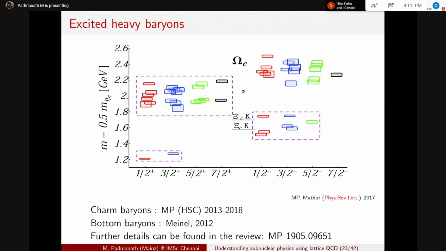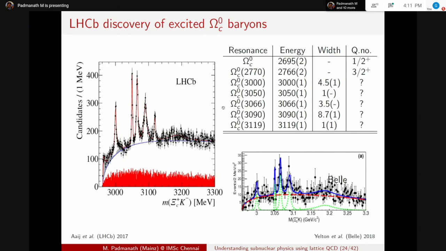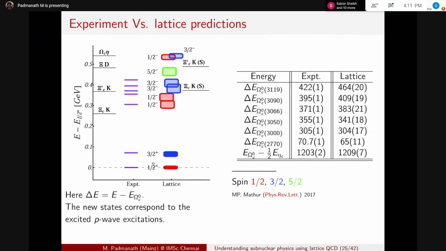I show omega c because of interest from experiments. There was a discovery by LHCb back in 2017, where they found five new omega c states with very small widths. This was again confirmed by Belle. Now that we have some experimental numbers to compare, one can compare with our lattice numbers. Here I make this comparison. There is a 1/2+ and a 3/2+ state that was observed in the past, while these five are the new states from the experiments, compared with the lattice numbers.